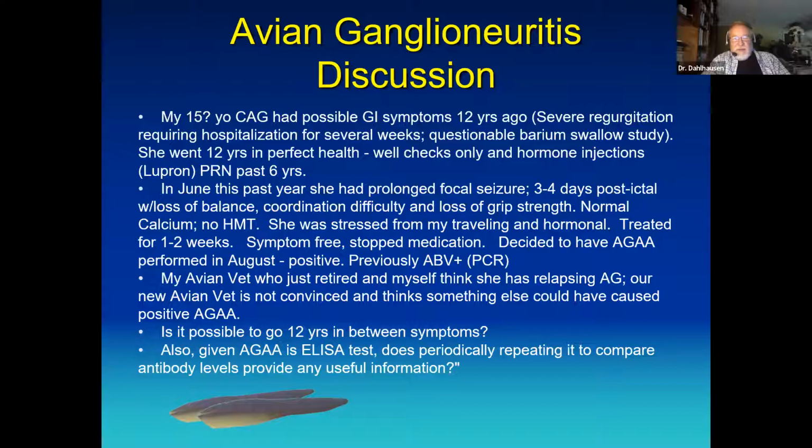My avian vet just retired, and thinks she has relapsing avian ganglioneuritis. Our new avian vet is not convinced and thinks something else could have caused the positive AGAA. Is it possible to go 12 years in between symptoms? Also given, yes.